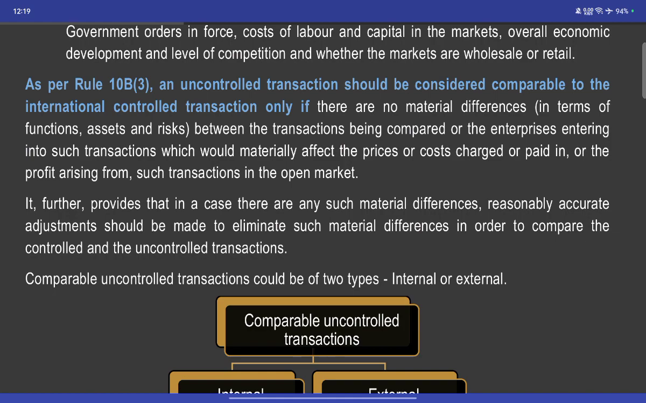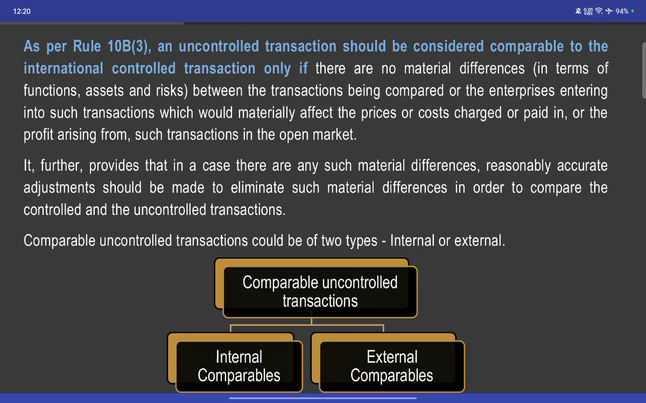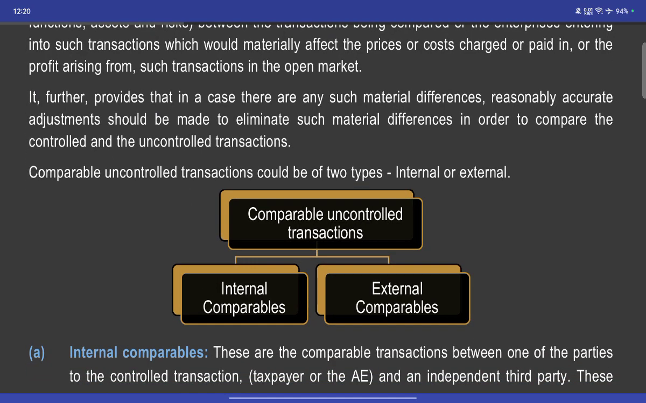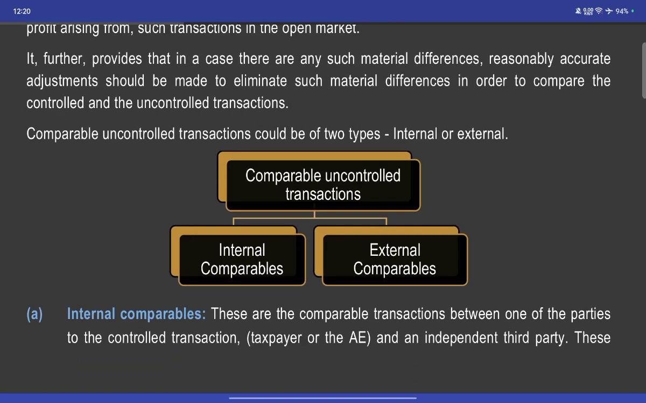As per section 10B(3), an uncontrolled transaction should be considered comparable to the international controlled transaction only if there is no material difference in terms of function or service between the transactions being compared, or between the enterprises entering into these transactions, that would materially affect the price, cost charged, or profit arising from the transaction in the open market. In case there is such a material difference, reasonably accurate adjustments should be made to eliminate it in order to compare controlled and uncontrolled transactions.